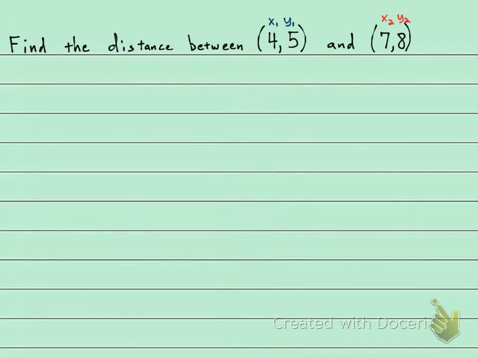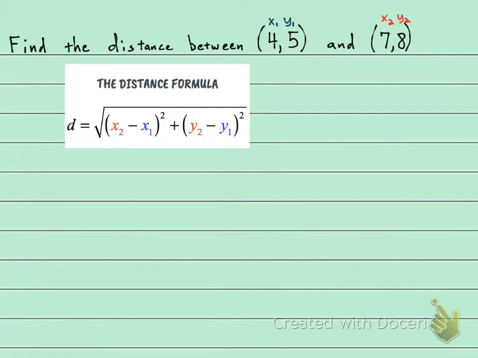Okay, the x from point 1 and the y from point 1, the x from point 2, the y from point 2. And if you label them, it should be pretty easy after that. You can plug them in. So we need to know the distance formula. All right, and here it is. You always want to write it in your notebook.